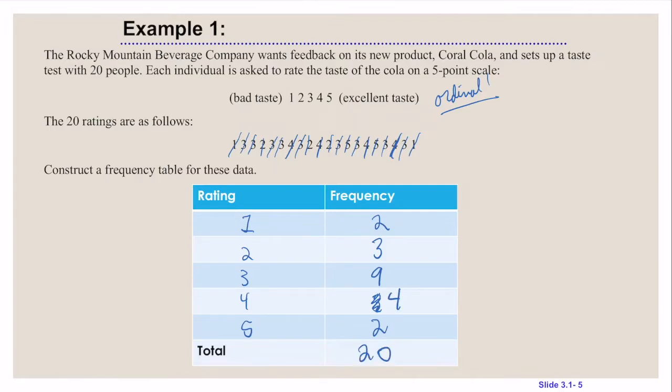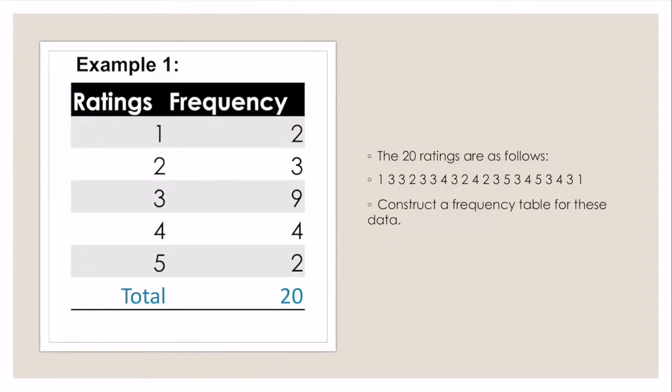The frequencies should add up to 20, right? Because we got 20 ratings. So 2 and 3 and 9, 4 and 2, that does add up to 20. Again, 1 was bad taste, 5 was excellent taste. Do we think this was a good tasting soda based on this rating? I'm guessing not. It's just okay, right? The most values occur right in the middle at 3. I did go ahead and put all the answers into this PowerPoint so you have them to check yourself without the video.